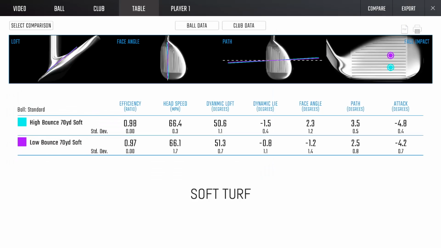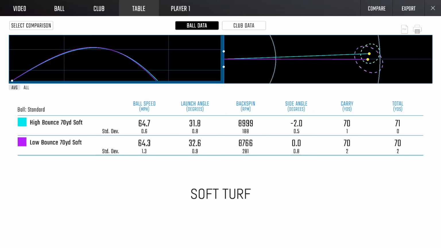Interesting. Okay, so let's increase the length of shot. We were at 40, now we're going to go 70. We're back to the soft turf, so let's look at those two. Interesting. As we increase the speed, the gap in strike point really widens. It had more opportunity to get into the ground with more speed. Yep. So let's look at the ball data on that one.